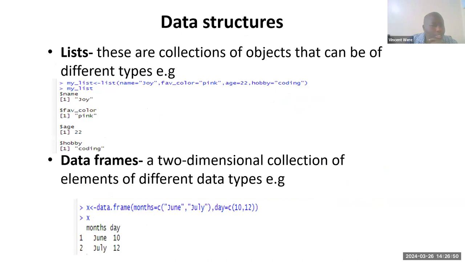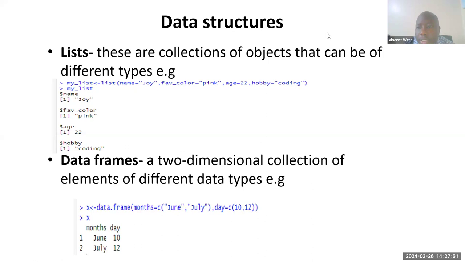Now we want to do another activity. I'm still having errors, so just check that you run the code well. Check the PowerPoint that you have shared. This is just creating another object using a command list, and this time the list command is going to have options. You create an object called my_list, assign it to a list, and then inside the list, you can say the name is Joy, favorite color is pink, age is 22, and the hobby is coding. So I want you to create a list.